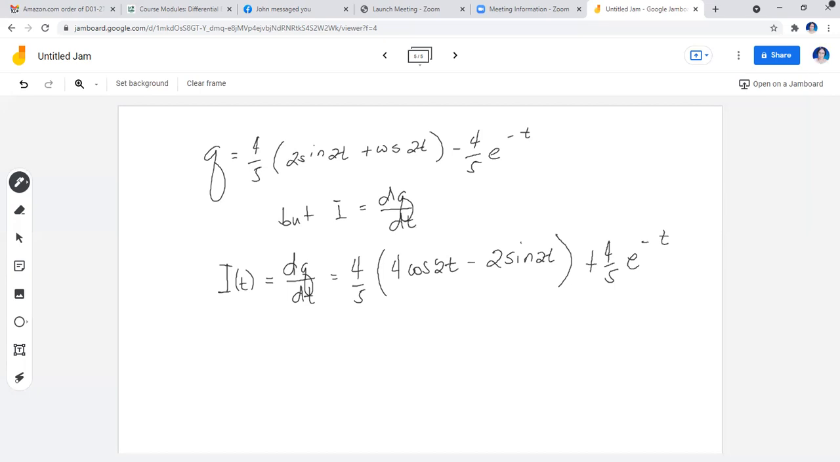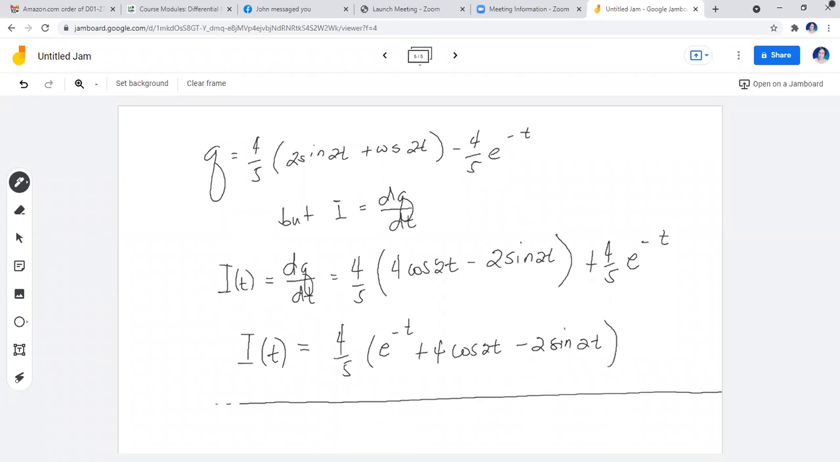Now you see that this 4 over 5 is present in both sides. So you can write the formula for the current in the circuit as 4 over 5 times, and you may opt to write this one first, e raised to negative t plus 4 cosine of 2t minus 2 sine of 2t. Now this is the expression that we are looking for, that allows us to solve for the current in your RC circuit given the time.